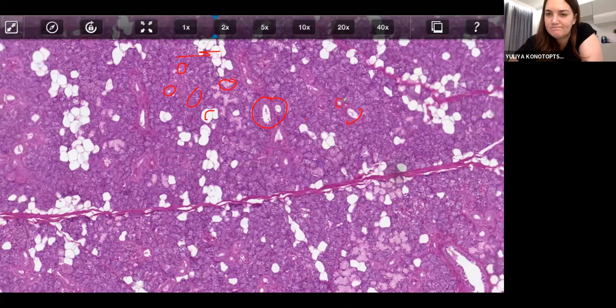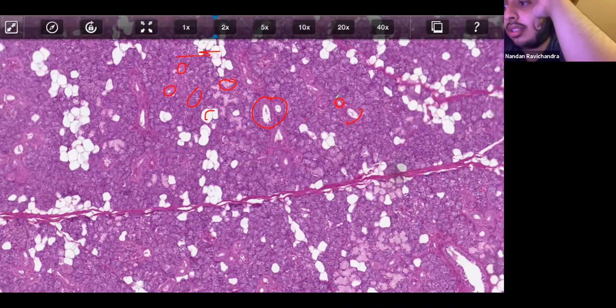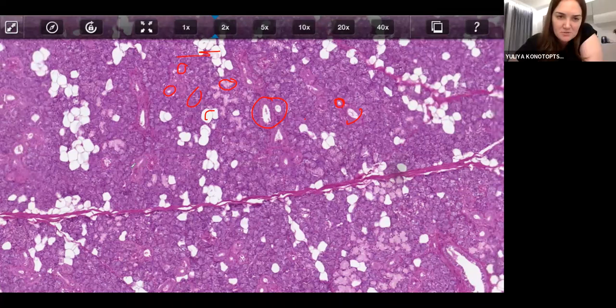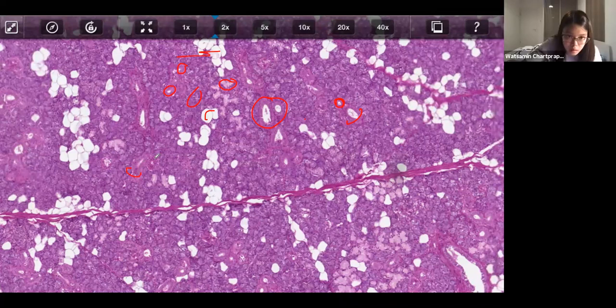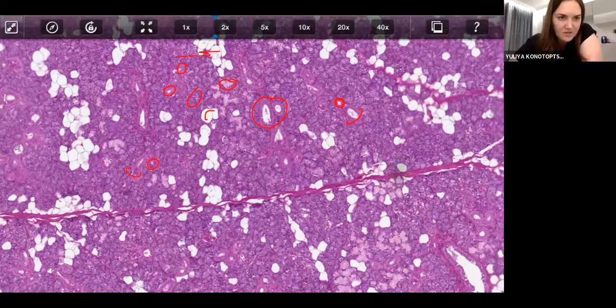This one. Intercalated? Intercalated. Somebody else. This one. Striated. Right next to it. Intercalated. Somebody else. Striated? Are you sure? No, intercalated, because the lumen is small. All of them here are intercalated. This one is a bit bigger, so this is striated.